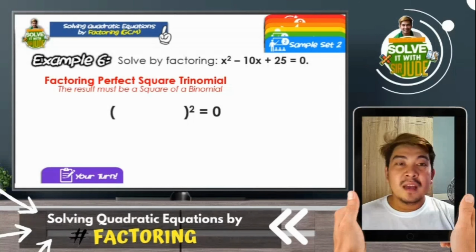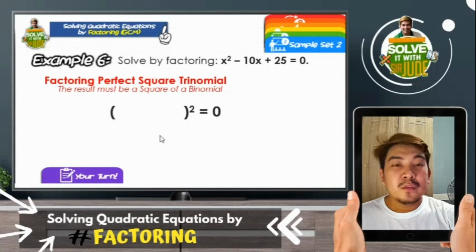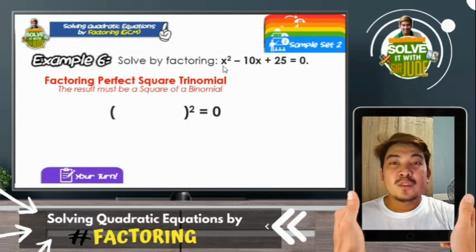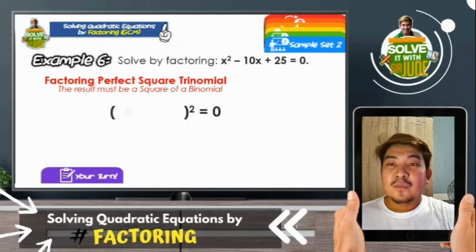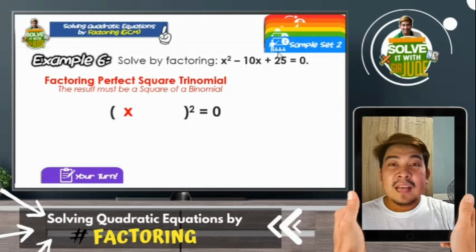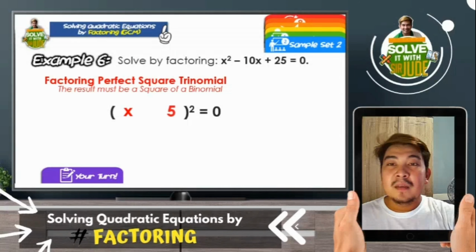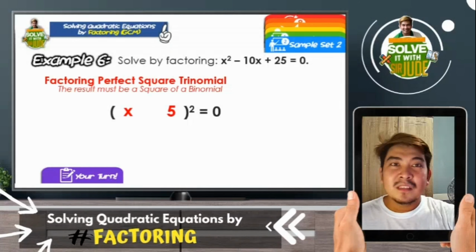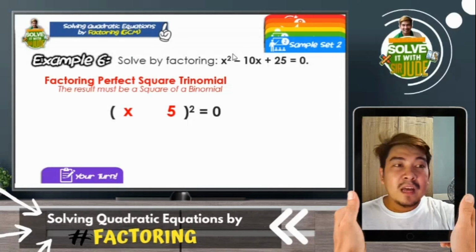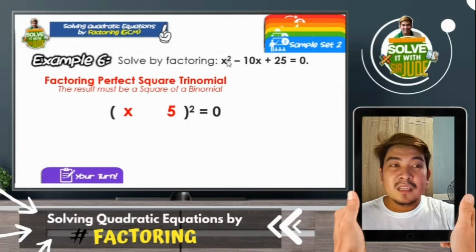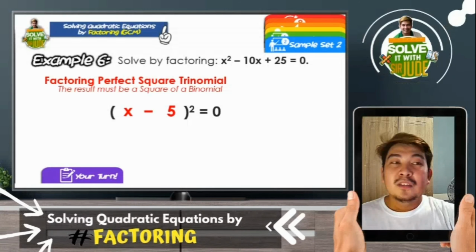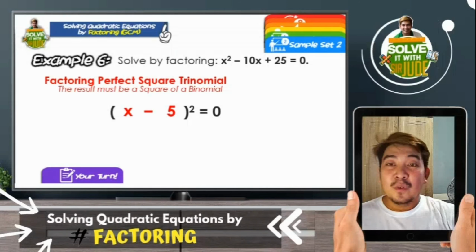So this is its form. Okay? So, how are we going to get the terms inside the parentheses? We just take the square root of x squared here. The square root of x squared is x. Then, we get the square root of the last term, which is 25. So, that will be 5. Sir, what sign? The sign will follow the sign of the middle term. So, the sign here is negative. So, therefore, in the binomial, it is negative, because of the negative 10x. Okay? So, this will now be our factored form.